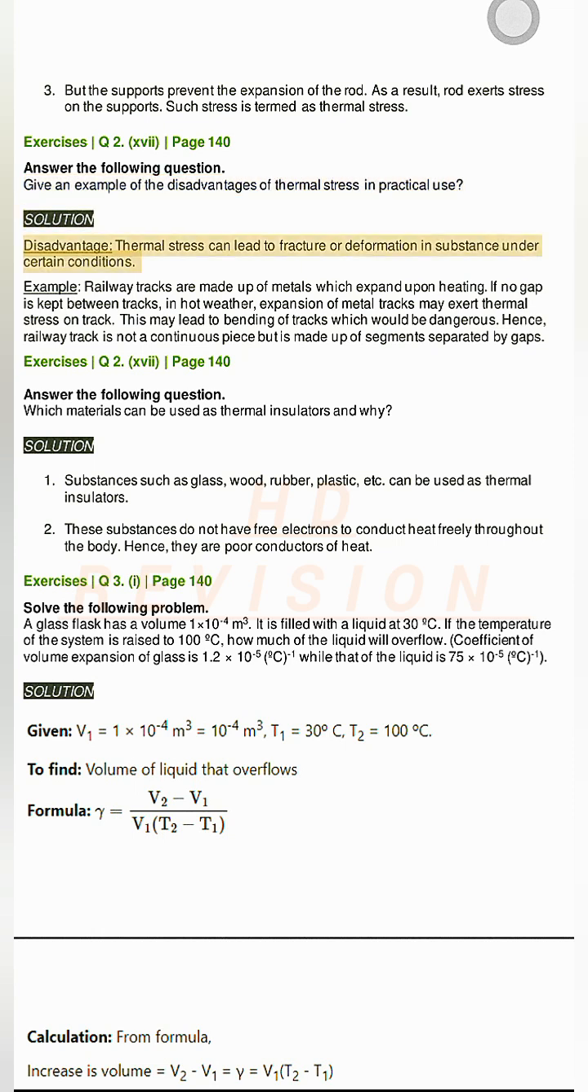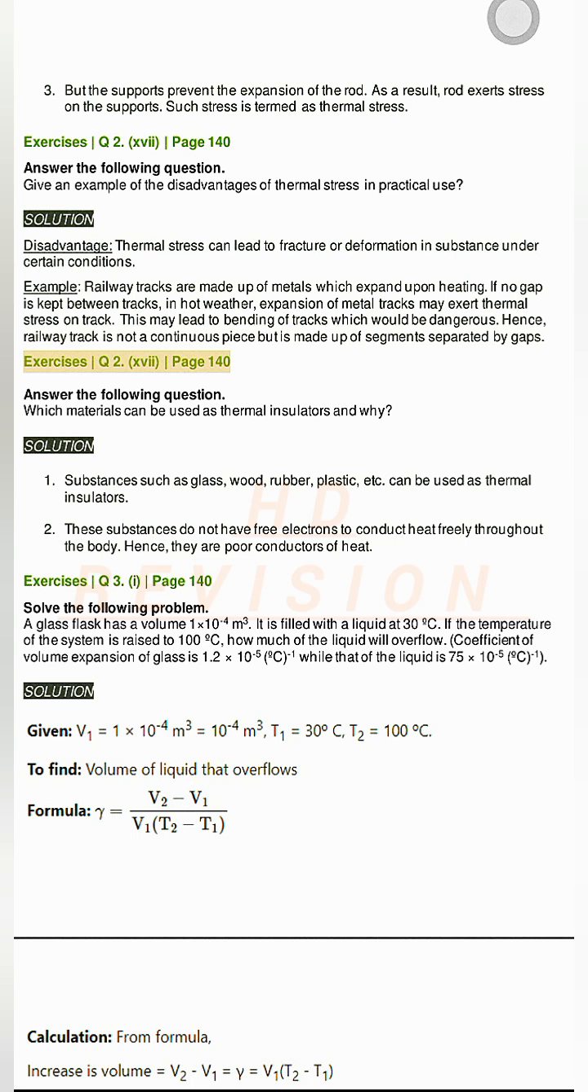Solution. Disadvantage. Thermal stress can lead to fracture or deformation in substance under certain conditions. Example. Railway tracks are made up of metals which expand upon heating. If no gap is kept between tracks, in hot weather, expansion of metal tracks may exert thermal stress on the track. This may lead to bending of tracks, which would be dangerous. Hence, railway track is not a continuous piece but is made up of segments separated by gaps.